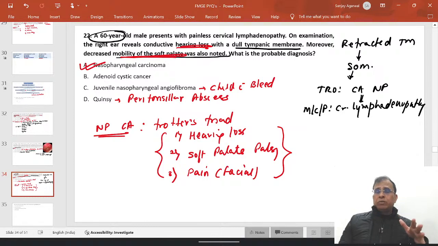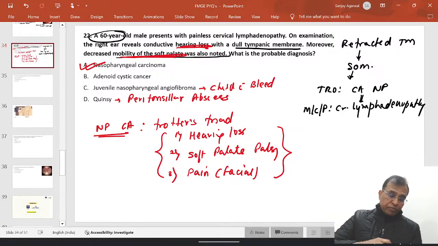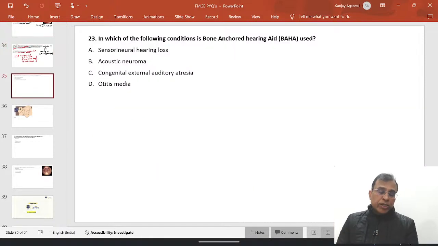First, it's a very simple topic. But guys and girls, please read this topic very, very nicely. It's a very important topic for you. But we'll go to the next one. In which of the following condition is bone anchored hearing aid, which is called BAHA, used?